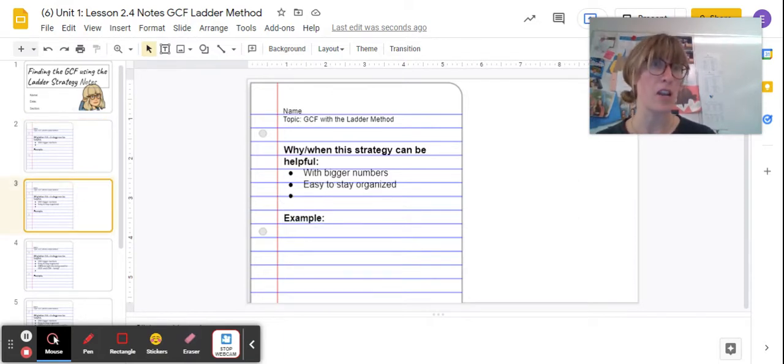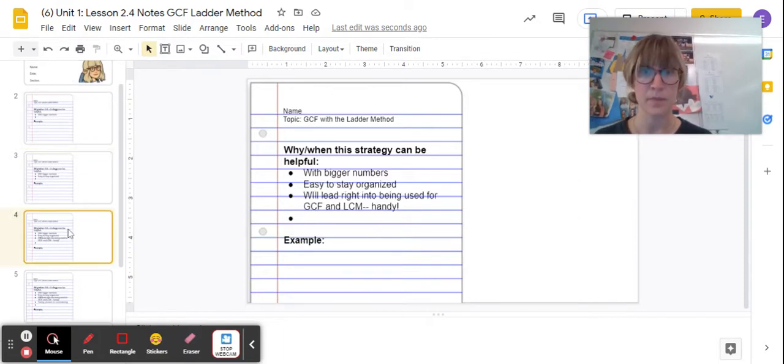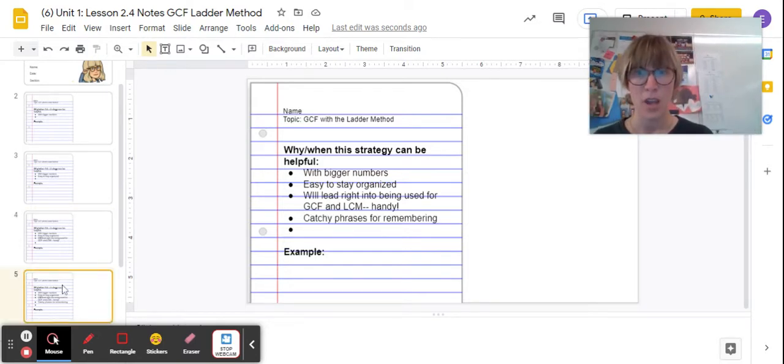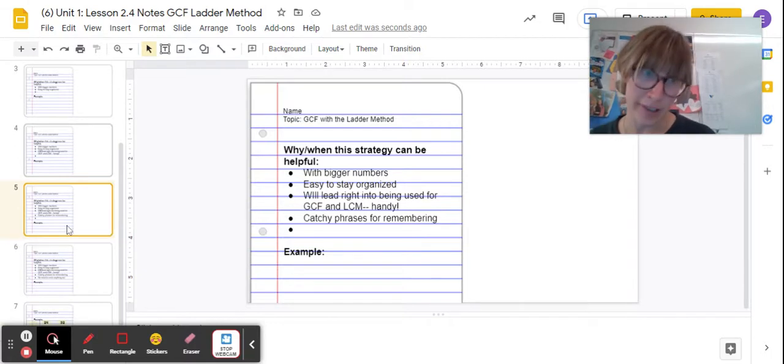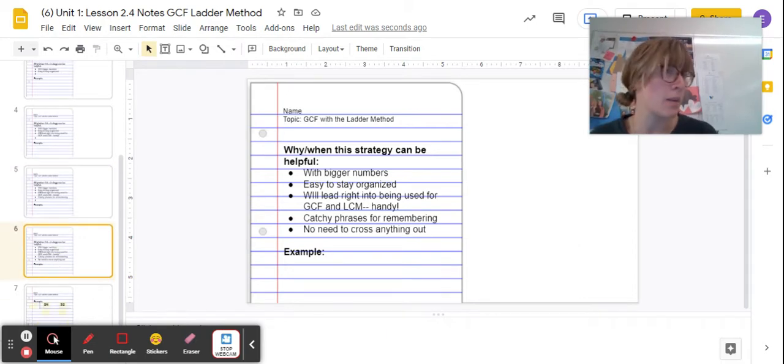It can be easy to stay organized. It'll lead right into being used for both the greatest common factor and the least common multiple. So it can be super handy, like a 2-for-1. There is a catchy phrase for remembering the LCM and the GCF. And there's no need to cross anything out; it organizes itself.